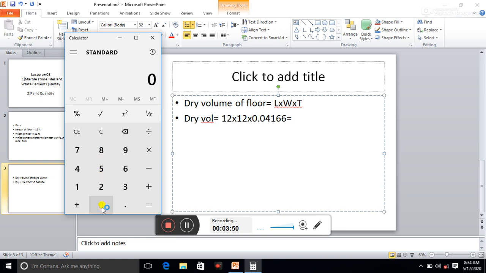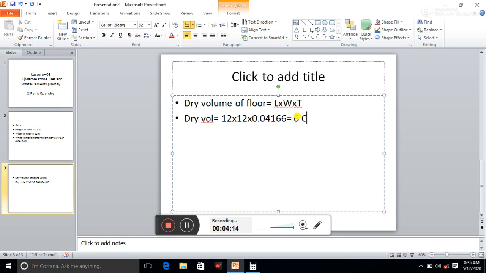We'll do it again: 0.5 divided by 12, so multiplied by 12 into 12 will give 6. Okay, 6 cubic feet. Sorry, this is a wet volume. Okay, first we have to find the wet volume, then we will convert the wet volume into cubic feet of dry volume. So this is 6 cubic feet.